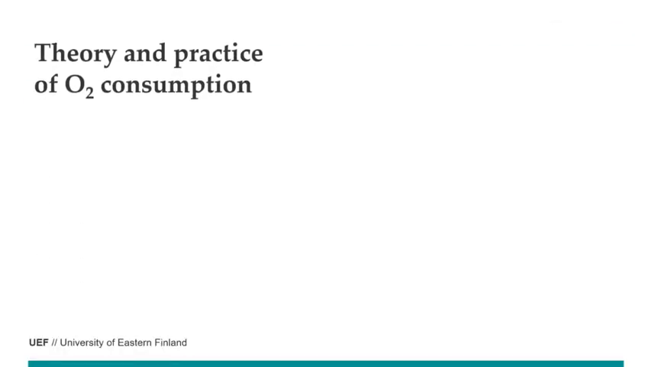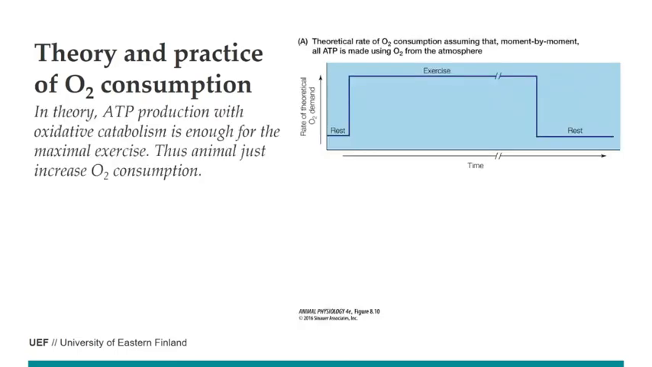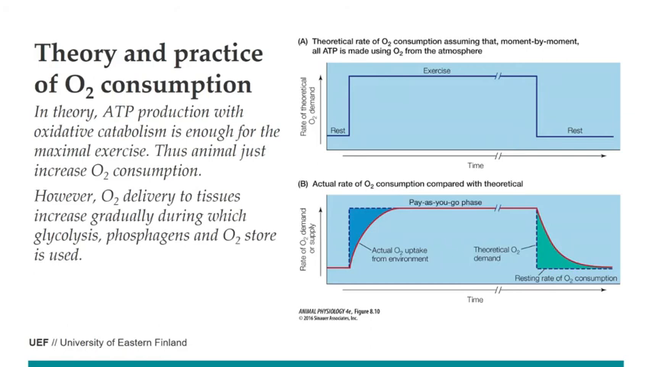Okay, what happens then if you have a physical exercise? In theory, the ATP production is increased during the exercise because the oxygen consumption is increased. It happens immediately after starting the exercise, and after the exercise we will reduce the oxygen consumption immediately. And well, very nice theory, but it doesn't work. So in reality, the oxygen uptake from the environment increases gradually.